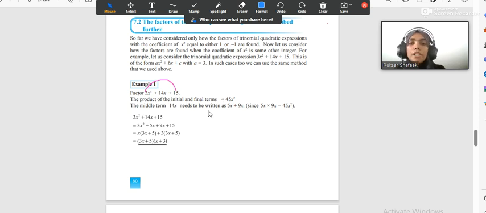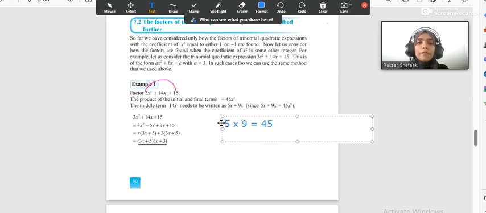Now if you look at 5 times 9, we know that it gives us 45. 5 times 9 equals 45. And on the other hand, when I find the sum of 5 and 9, it gives me 14. So half of our problem is solved. We know what to do. And we know that we have plus in both cases, so we don't have any problem. We can just take plus 5x and plus 9x.